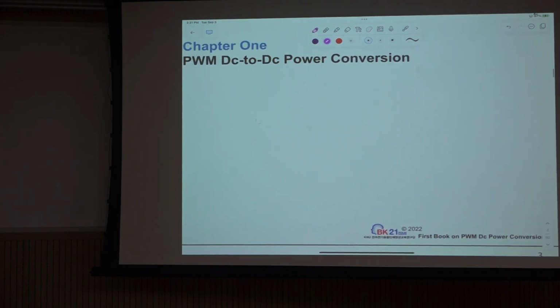So we are dealing with PWM converters, and the counterpart of PWM converters is what? Resonant converters. There are two types of converter: PWM converters and resonant converters. Resonant converters we studied in the last semester. It's rather complicated and difficult to understand, and also difficult to teach, because that technique is not fully developed yet.